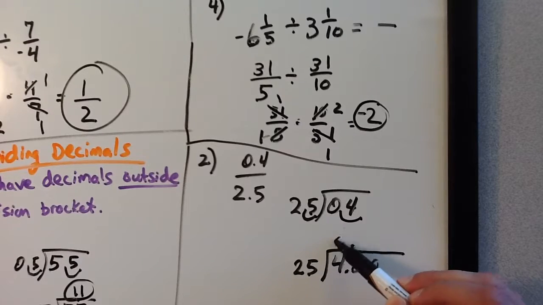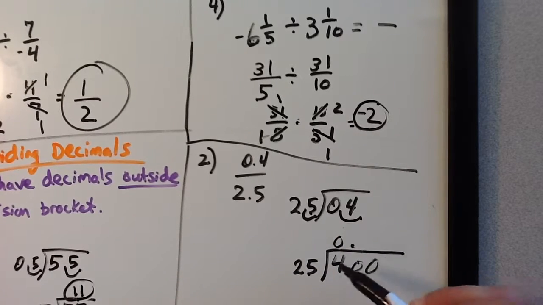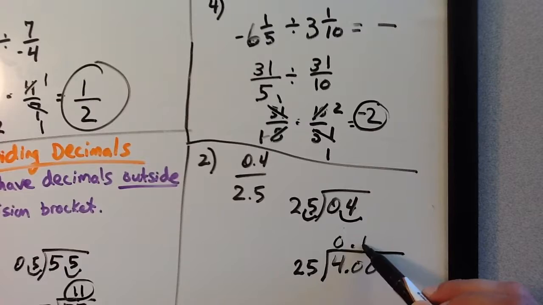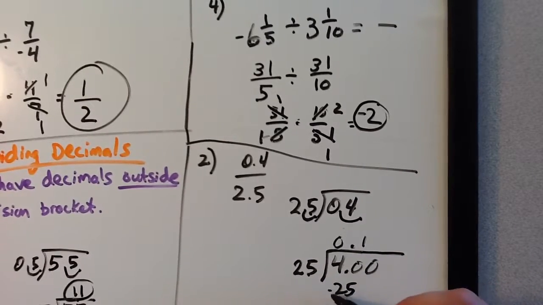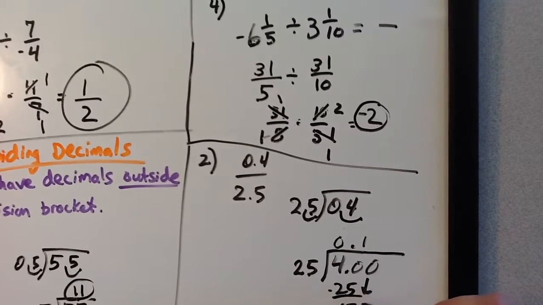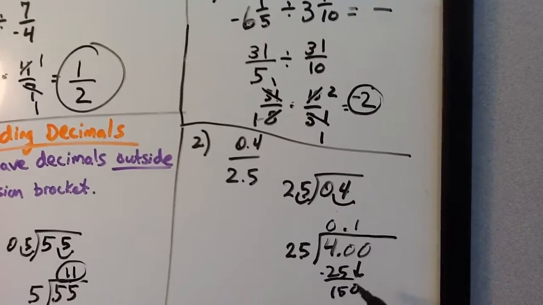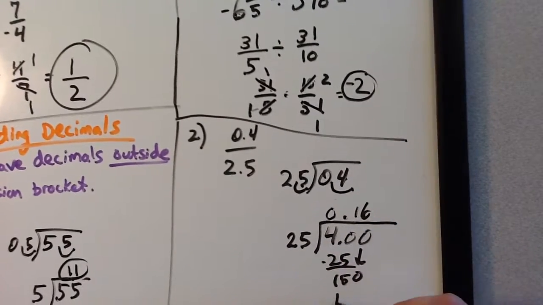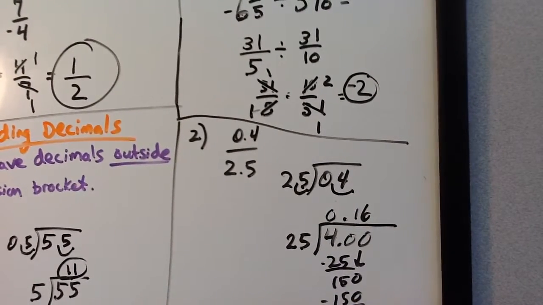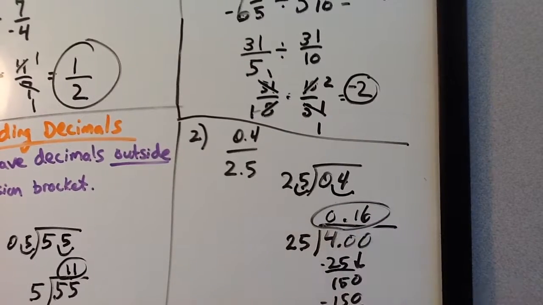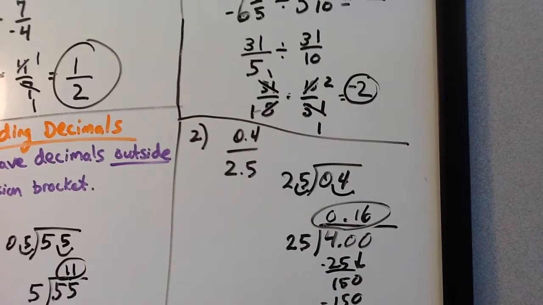25 cannot go into 4, right? It's too big, it goes in 0 times. 25 goes into 40 one time. 1 times 25 is 25. I subtract, bring down the next digit, and 25 goes into 150 exactly 6 times, right? So my remainder is 0, and my answer is 0.16 or 16 hundredths.